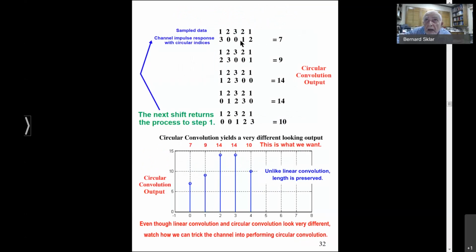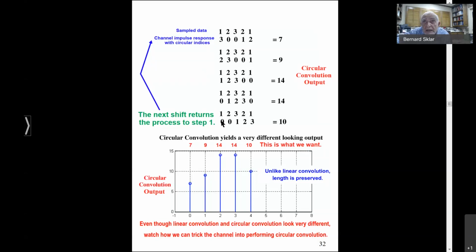1 times 2 is 2 plus 3 is 7. I'm sorry. 1 times 2 is 2 plus 2 times 1 is 2 is 4. 0, 0, and plus 3 is 7, and so on. Then I do an end around shift, and I do it again. An end around shift. I do it again. End around shift. End around shift.